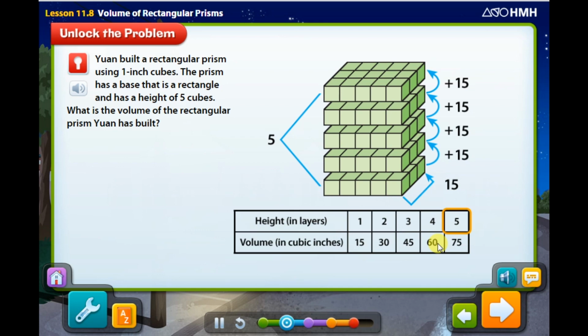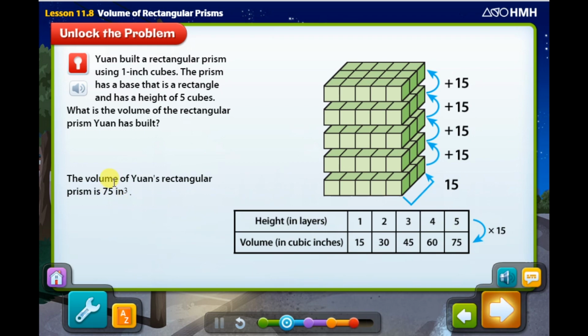To find the volume, you multiply the height of the prism, 5 cubes, by the number of square units in each layer, 15. The number you multiply the height by represents the area of the base, or the number of cubes in each layer. So the volume of Yuan's rectangular prism is 75 cubic inches.